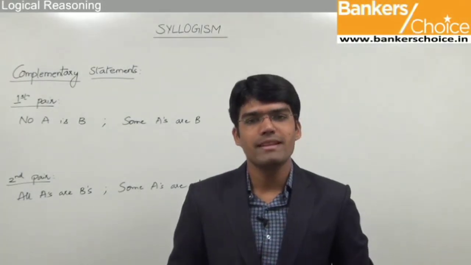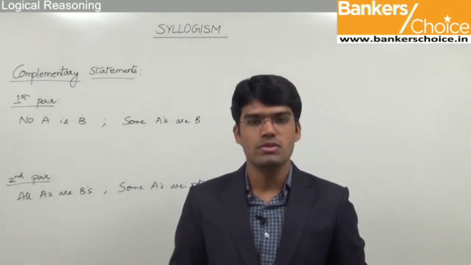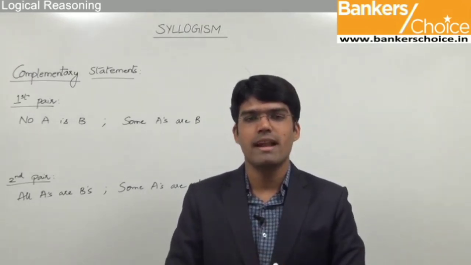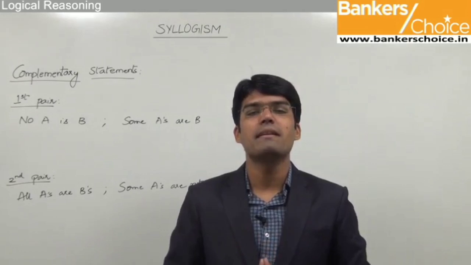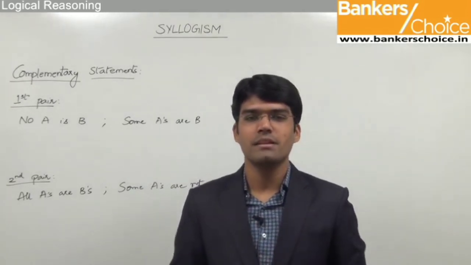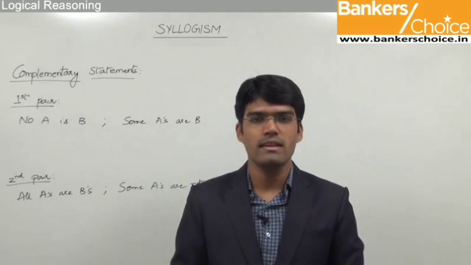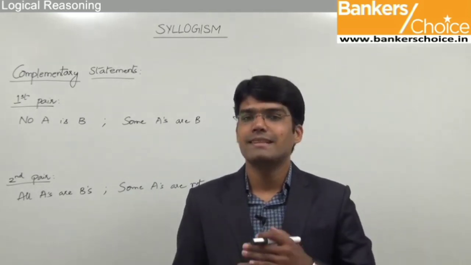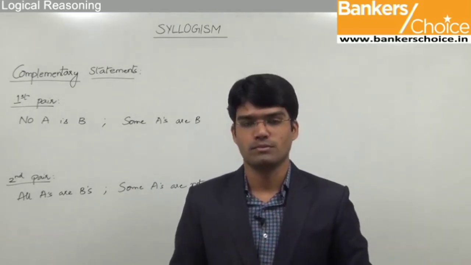After learning about the various types of statements and the direct conclusions which can be made, let us now understand what is meant by a complementary pair of statements. A complementary pair of statements is nothing but a set of two statements where if one of the statement fails, then definitely the other should be true.